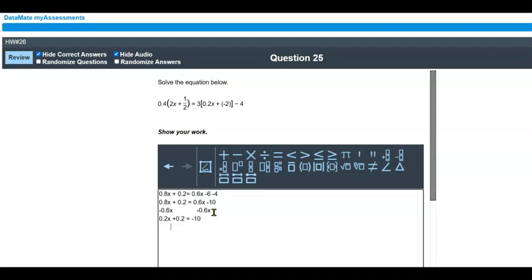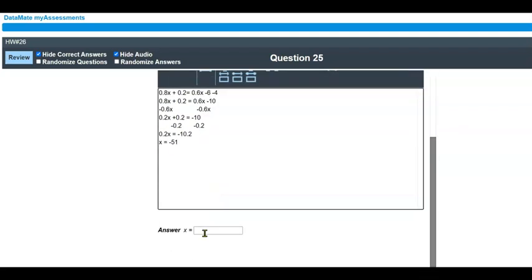Now I'm going to subtract 0.2 from both sides, leaving me with 0.2x equals -10.2. And when I divide -10.2 by 0.2, I get -51. Don't forget to type it in this box here. And that concludes homework 26.